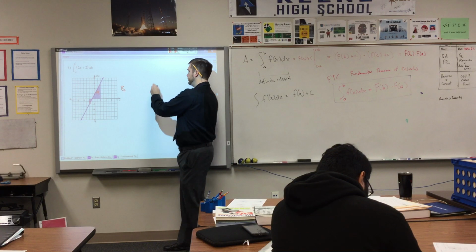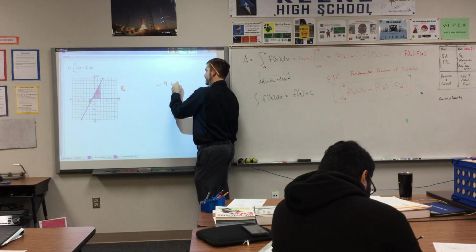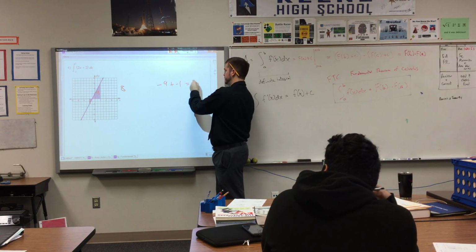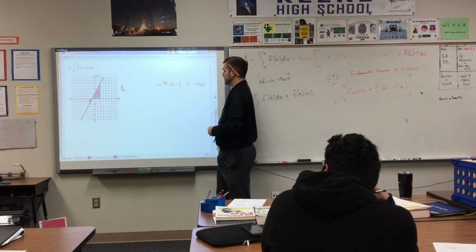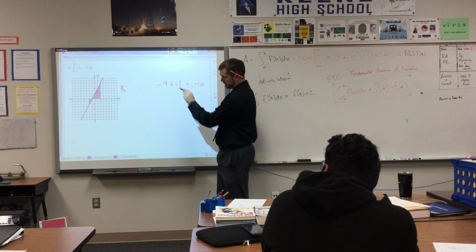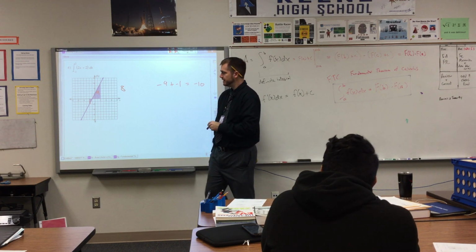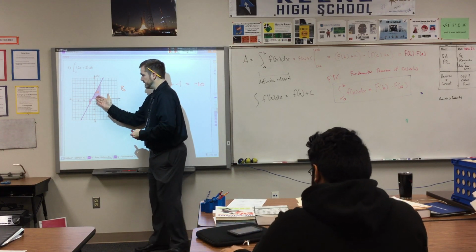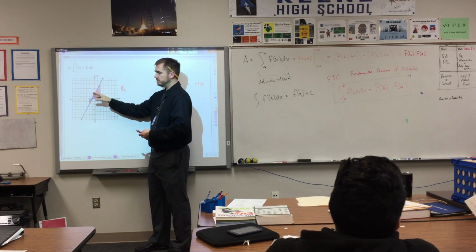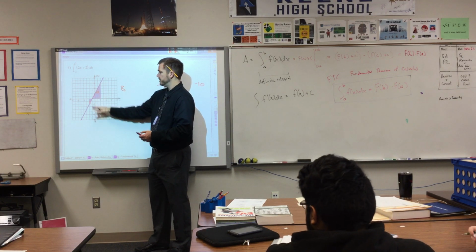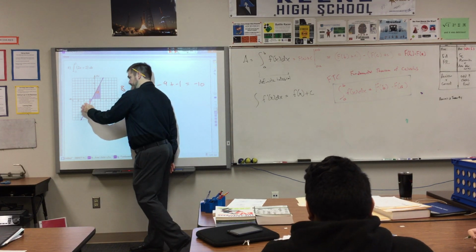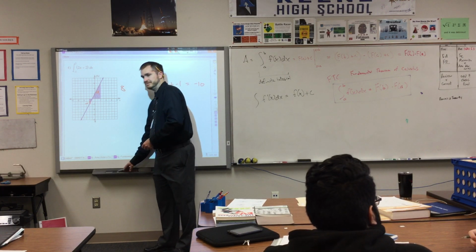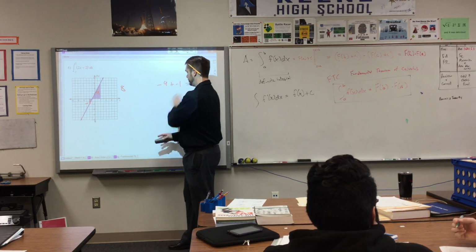Negative 9 plus a negative 1 is equal to negative 10, okay? That sentence is true, but it has nothing to do with that, okay? Alright, because this region here is above the x-axis, so it would be a positive. This region right here is below the x-axis, so it would be negative. Okay? And so, I'm just going to pretend like we didn't see that.